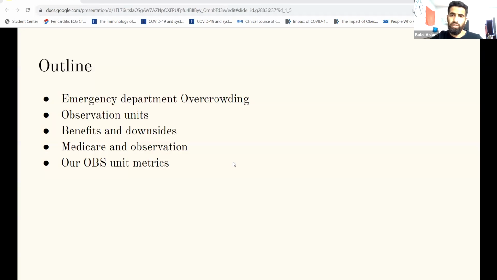So just a brief outline. Today I'm going to be covering emergency department overcrowding, the benefits and downsides of having an observation unit, some rules about Medicare and observation units, and I'll go over some of our observation unit metrics.